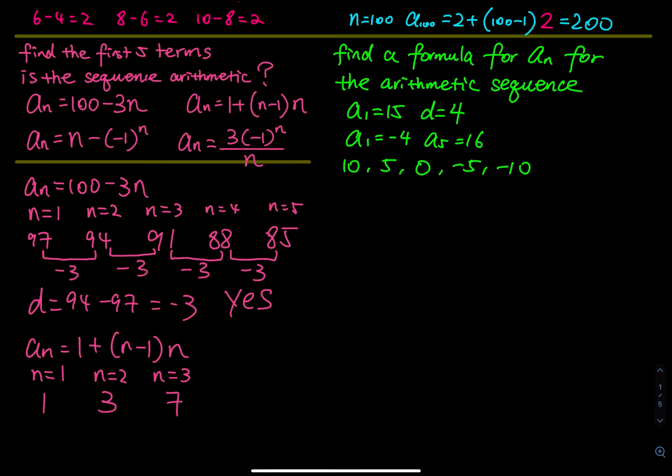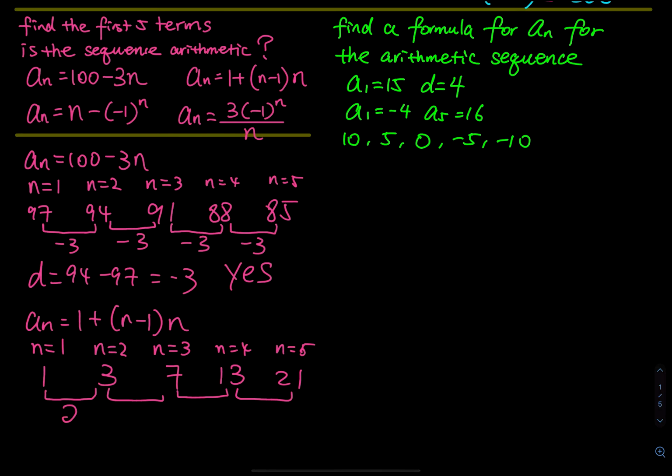Right? 2 times 3 is 6, 6 plus 1 is 7, and n is 4. 3 times 4 is 12, 12 plus 1, and then when n is 5, 20 plus 1 is 21. Okay, from here to here, here to there, so on and so forth. So this is supposed to be a 2, 3 minus 1, and then 7 minus 3, 4.